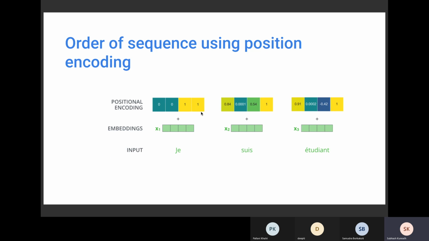So the position encoding for the first position would be a vector like 0, 0, 1, 1. Then for the second position, you have a vector like 0.84, 0.0001, 0.4541, and so on. For each position there will be a characteristic vector, and you add that to the embedding vector for the word coming at that position.